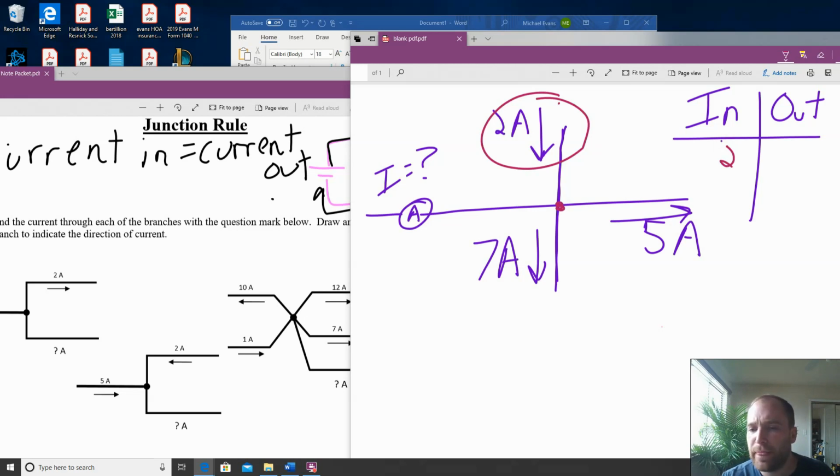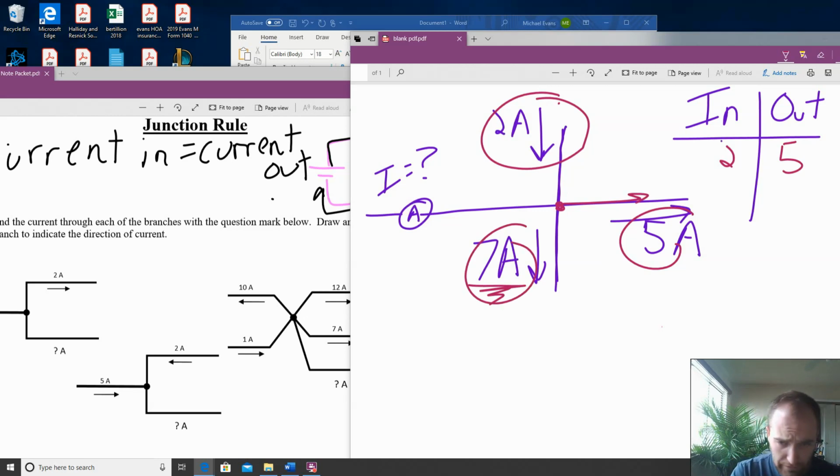Okay, this 5 amps is going to work clockwise here. The 5 amps, is that going into it or out of it? I think it's going out of it. Out of the intersection. It's going away from it. And that's why I put it in the out column. That's 7 amps. I'm looking down here. Is that going into the intersection or away from it? I would say it's going away or out of the intersection. So I'm going to put a 7 in the out column.